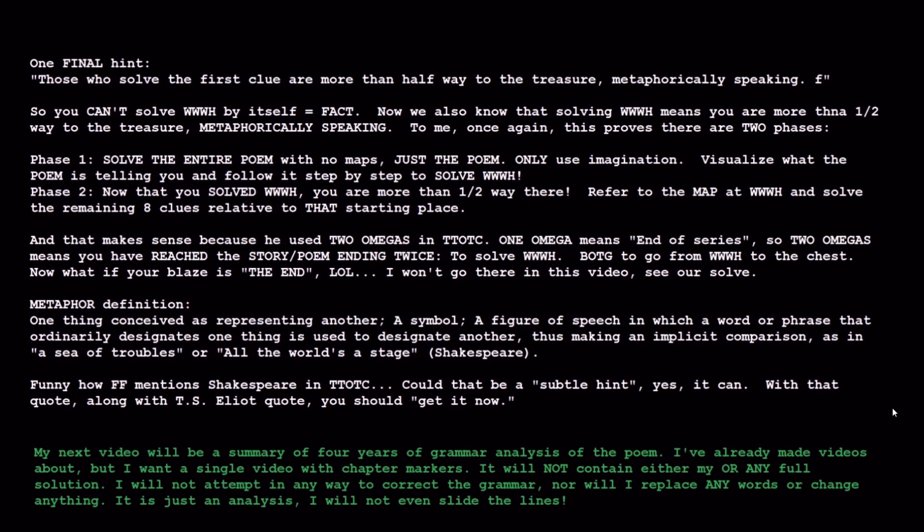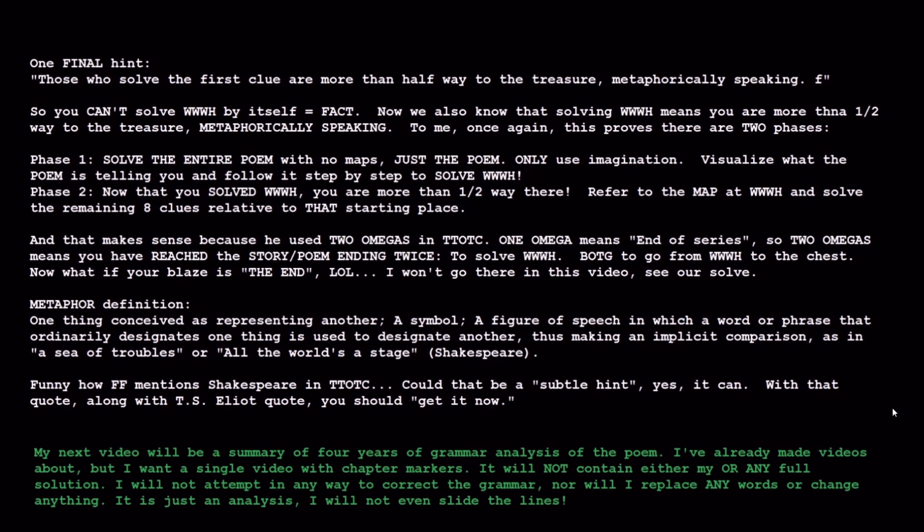So to me, once again, this proves that there are two phases to the solution. Phase one, solve the entire poem with no maps, just the poem. Only use your imagination. Visualize what the poem is telling you to do and follow it step by step in order to solve where warm waters halt. That's phase one.